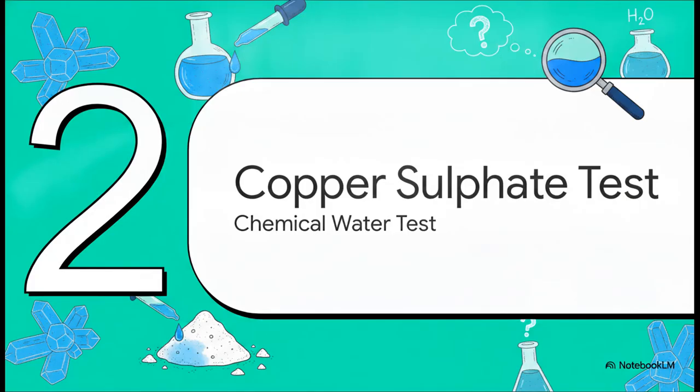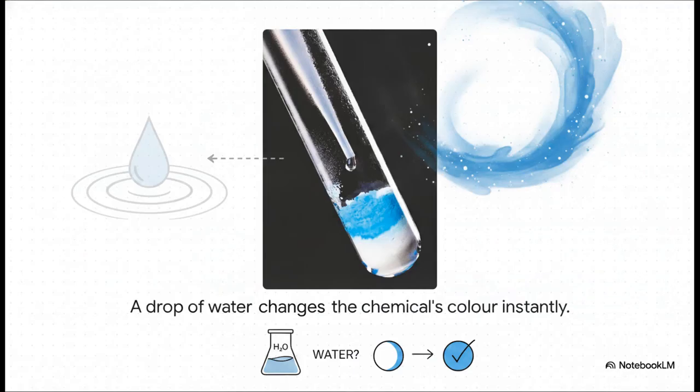Okay, moving on to the main event, the copper sulfate test. Just look at this highly sensitive chemical test in action. The exact second a drop of water is added, the chemical's color changes instantly. अब इस visual को अपने mind में prominently lock कर लें. The moment water touches it, white immediately turns to blue. ये white से blue का sudden change ही water की exact presence को confirm करता है.